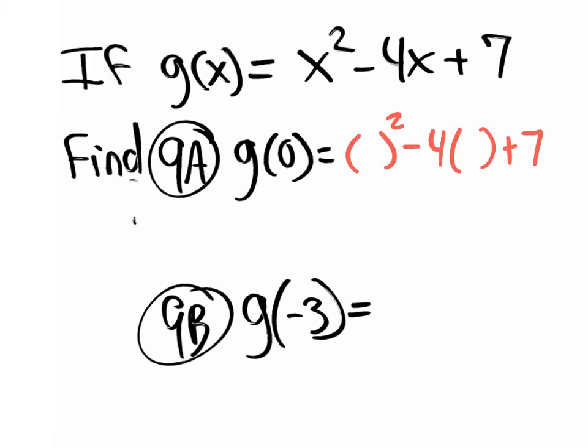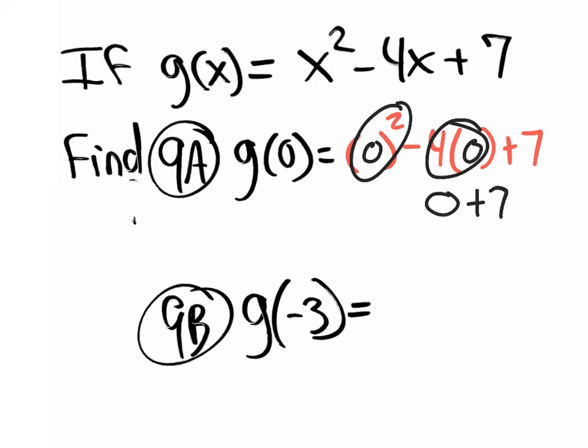So let's do that. I recommend you use parentheses when you plug in. So we're going to plug in the value of 0 right in there. So 0 squared is 0. 4 times 0 is 0. Whether it's negative or not, it's still 0. So you really have 0 plus 7. So what's your answer to g of 0? 7. Yeah, 7's your answer. That's it.